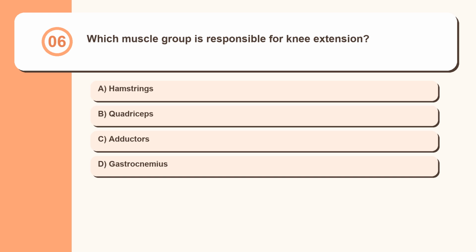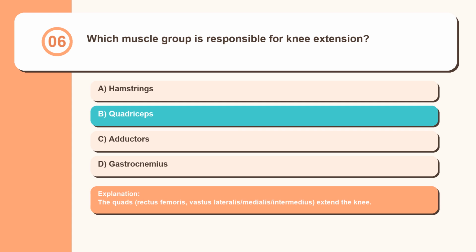Question 6. Which muscle group is responsible for knee extension? Hamstrings, quadriceps, adductors, gastrocnemius. The quads, rectus femoris, vastus lateralis, medialis, and intermedius, extend the knee.